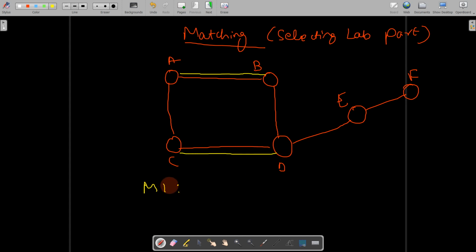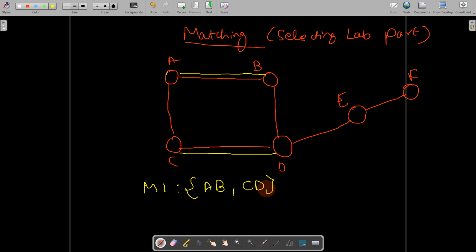In technical terms, matching means that we are selecting edges such that any two edges selected in the set are not neighbors or not adjacent, or having a student or a vertex in common. So the first matching is AB, CD.